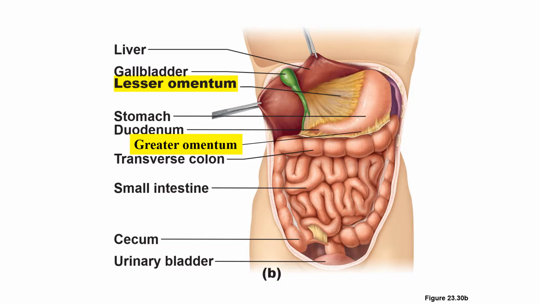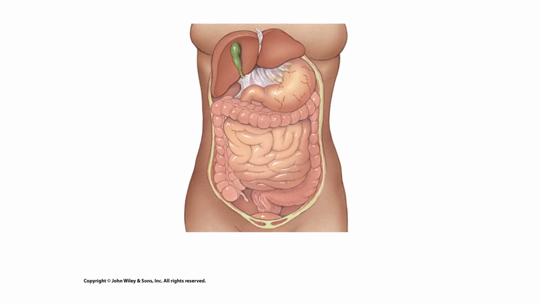In this illustration, you can see the lesser omentum that folds from the stomach to the liver. The greater omentum will be a sheet of mesentery that folds in front of the intestines as an apron. In this illustration, the greater omentum has been cut. This illustration shows the lesser omentum, and it also shows another mesentery called the falciform ligament found in the liver.